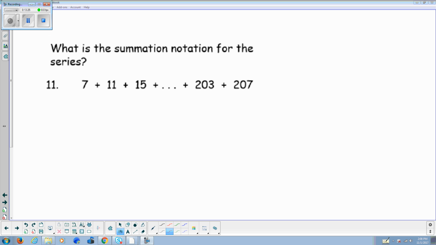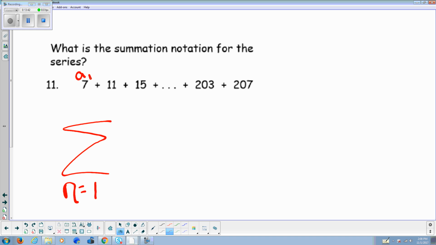Okay, the next question is asking me to take a series and write it in summation notation. Now, I kind of told you already about the parts of summation notation. We start with 1, which is going to be a1, and we're going to go up to however many terms this is. N is going to go right here.